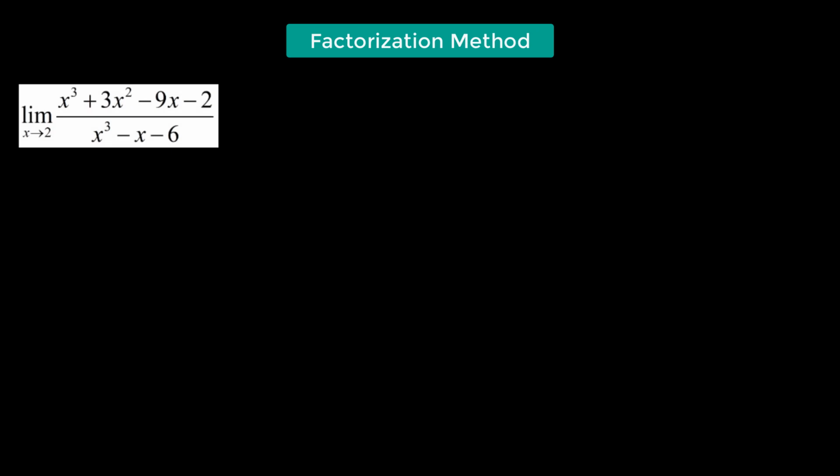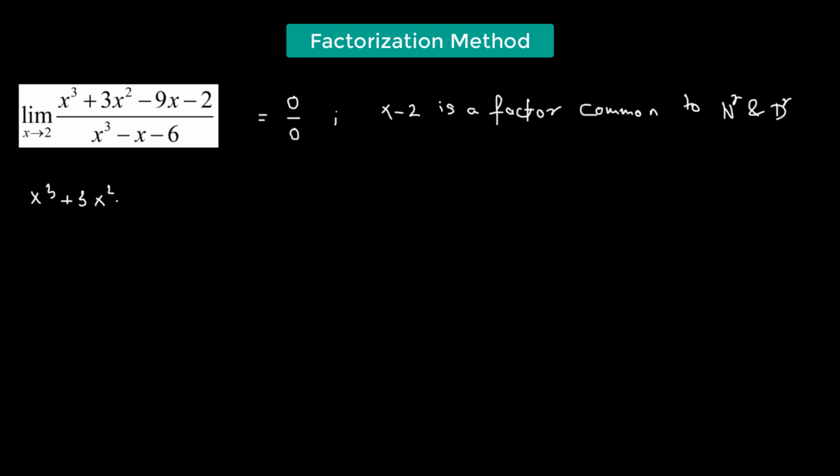So here we have a rational function whose limiting value we need to find when x approaches the value 2. So we do a direct substitution, and that will yield 0 over 0, which is an indeterminate form. So this means x minus 2 is a factor common to both numerator and denominator. So we begin by dividing the numerator x cubed plus 3x squared minus 9x minus 2 by x minus 2. So we're going to perform the synthetic division.